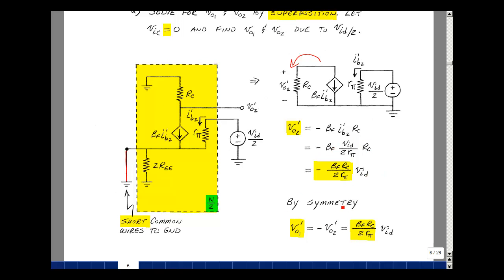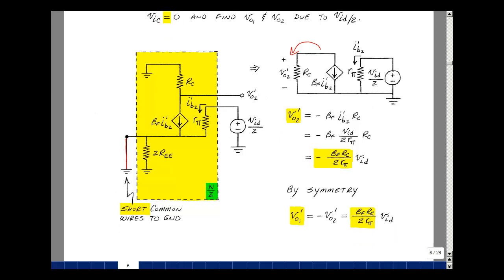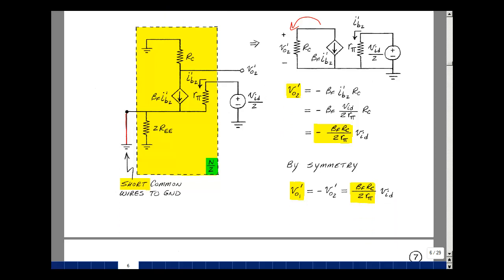Because of the symmetry I have in the circuit, I can find Vout1 prime due to the input of VID over 2 with the sign flipped. It's going to be the same value as this, but changing the sign of it. Taking the negative of our last result, I get a positive beta F R sub C over 2 R pi times VID. Now let's also find the input resistance of this half circuit. That's going to be equal to this voltage divided by this current. That's what's on the next page.